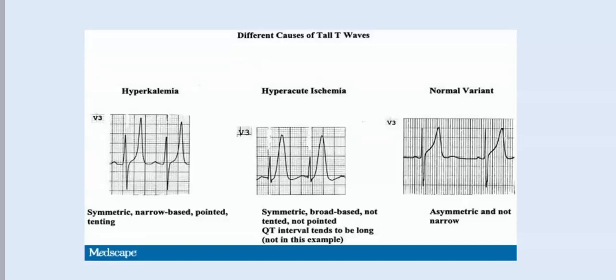Of course, hyperkalemia and hyperacute T waves are both symmetrical. The asymmetrical one on the extreme right side is considered a normal variant. So let's focus on the symmetrical T wave. It can be hyperkalemia, it can be hyperacute. It depends on their morphologies. If the morphology is narrow-based and pointed, tented, this is more in hyperkalemia. If it's broad-based and not pointed and tented, this is the hyperacute T wave of ischemia. Okay, so you see the difference now.